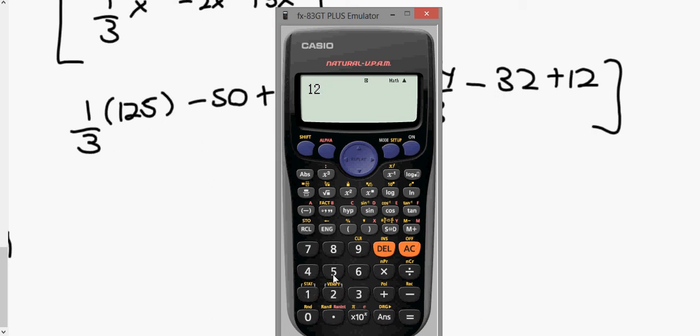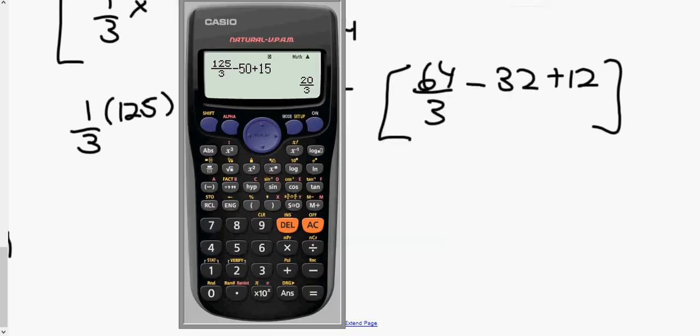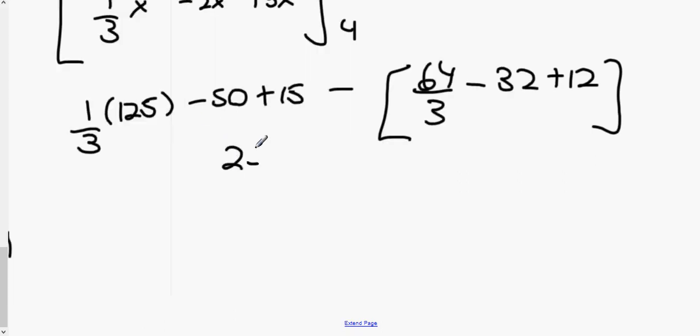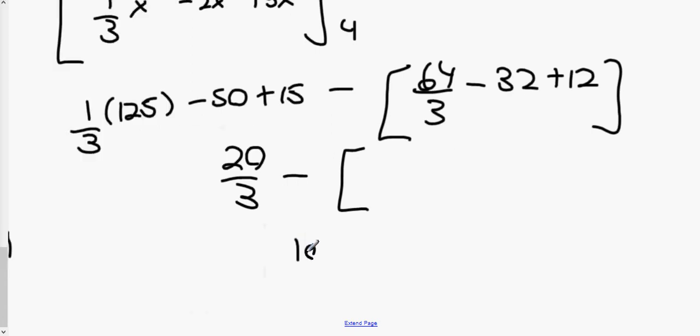So what we're going to get is 125 all over 3 minus 50 plus 15, 20 over 3. So we got 20 over 3 for that part. Now we're going to take away the other part. So minus what's in here, 64 over 3, and minus 32, and plus 12. Close bracket, and we get 16 over 3 as our overall answer. So that must have made that part 4 over 3.